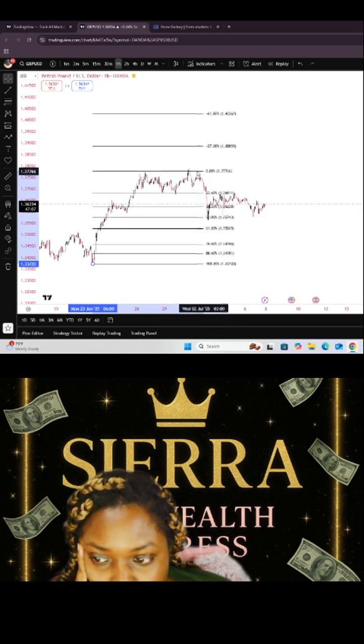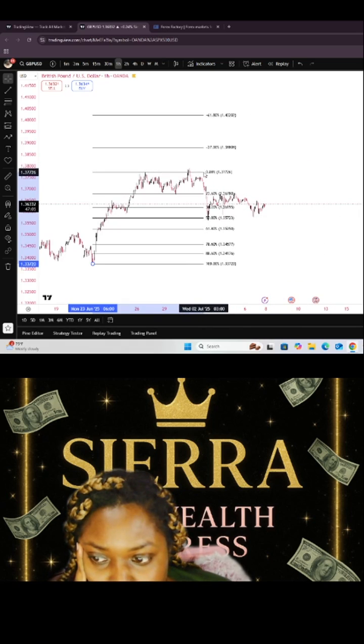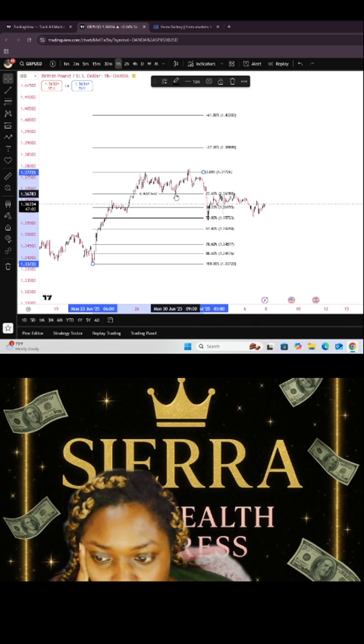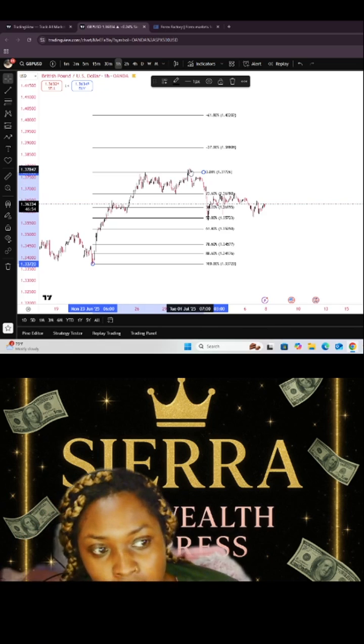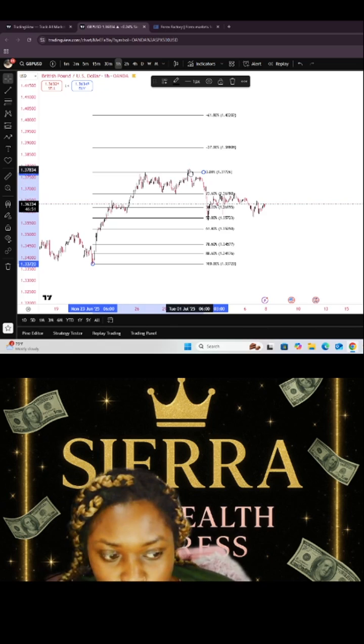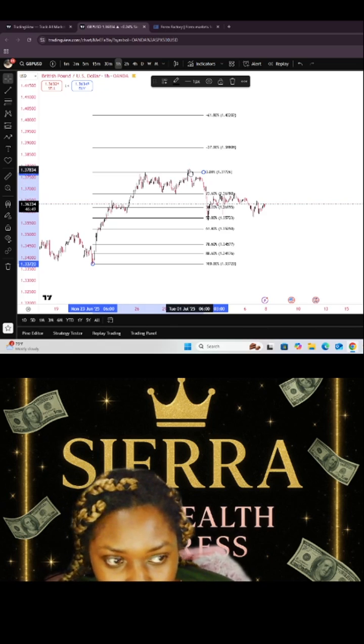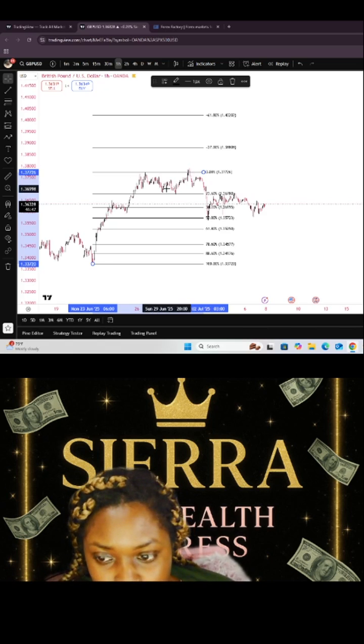So if I just move my 0 over here to this high right here, you can see price pulled back to the 23.6, and it continued. 23.6 on the Fibonacci is continuation. It means your impulsive move is not done, okay? So it wasn't done, okay?